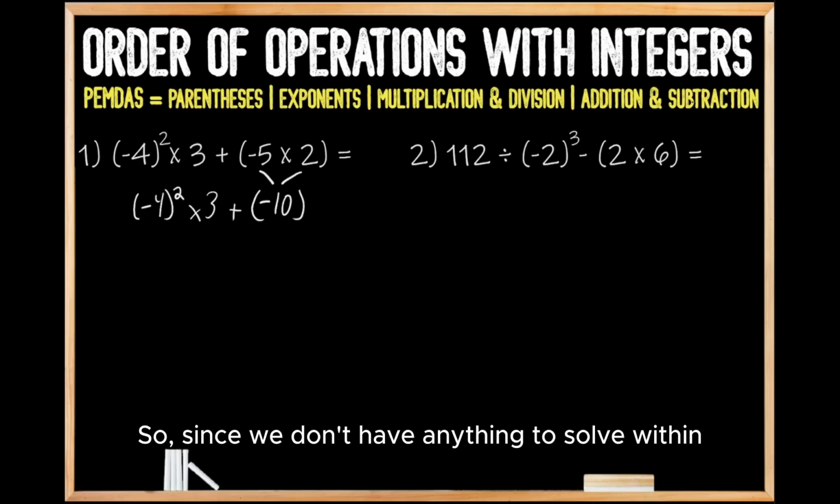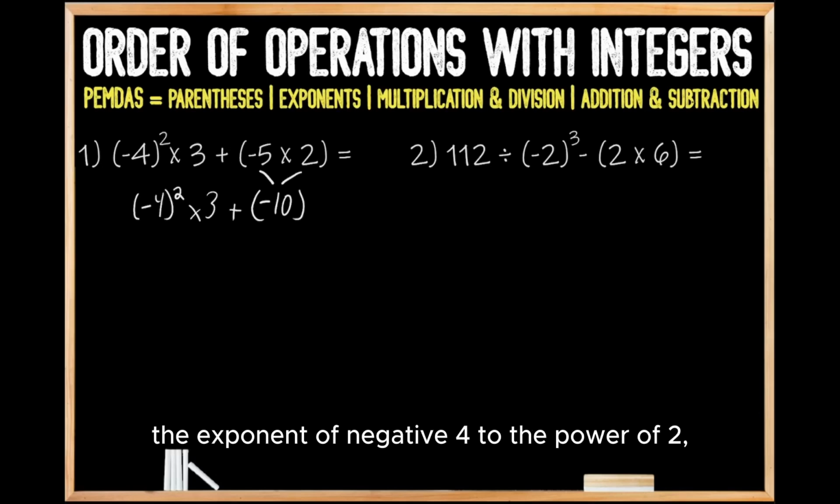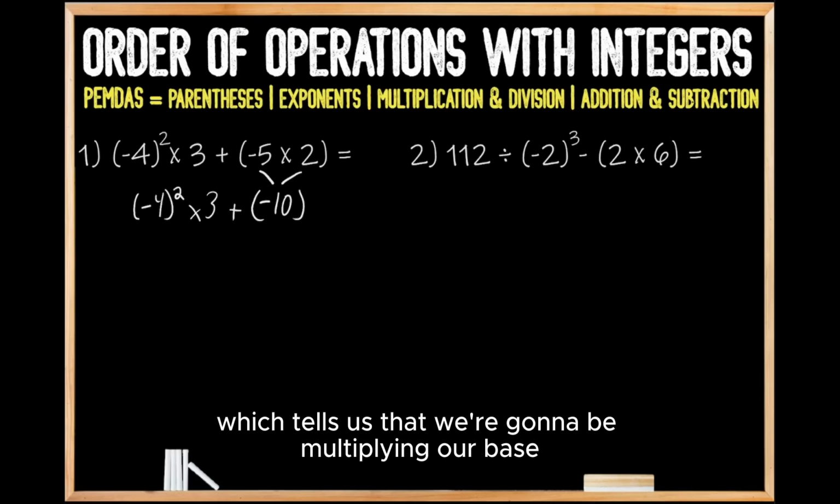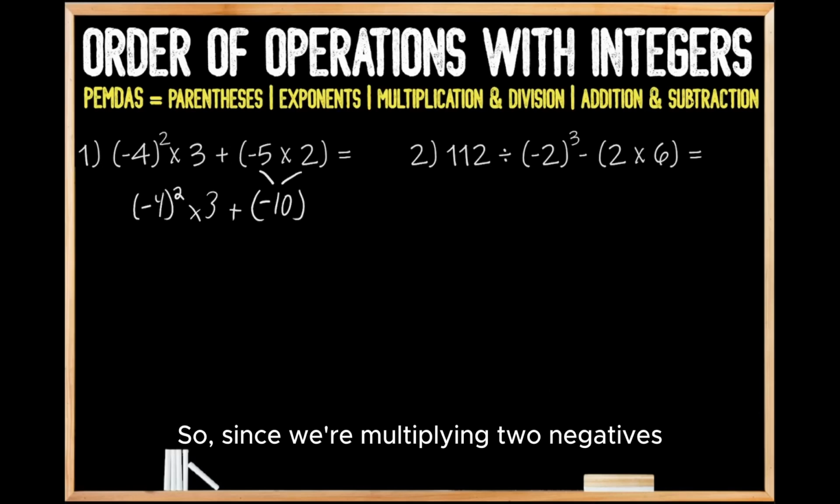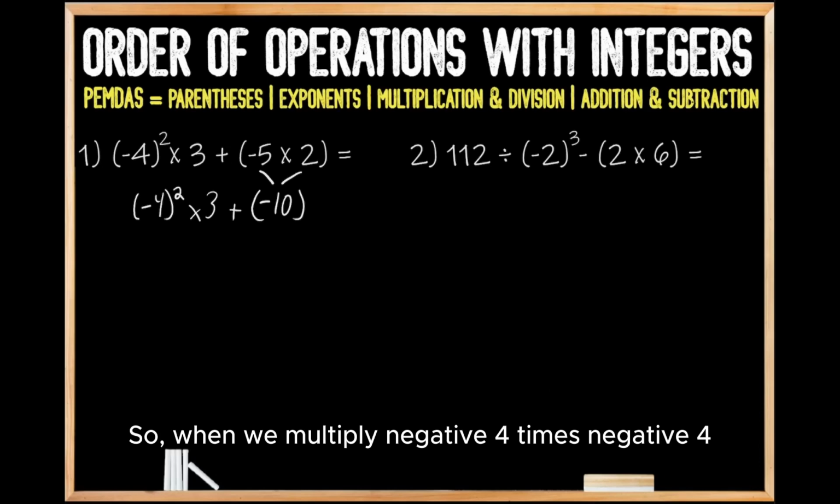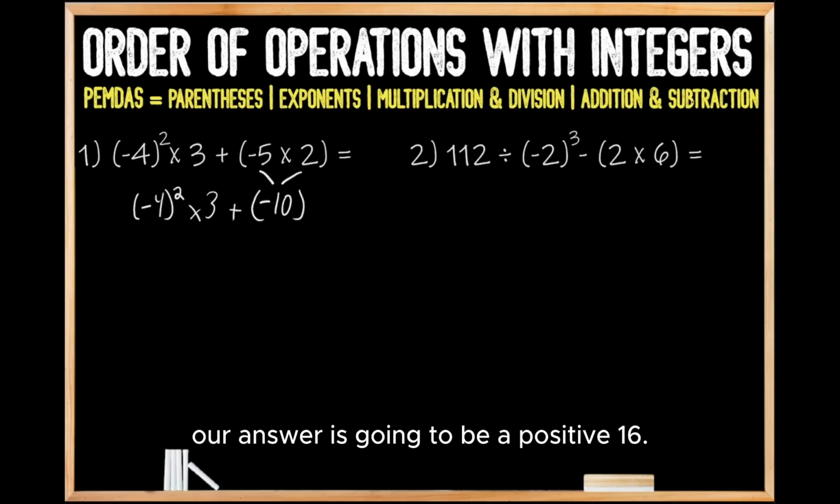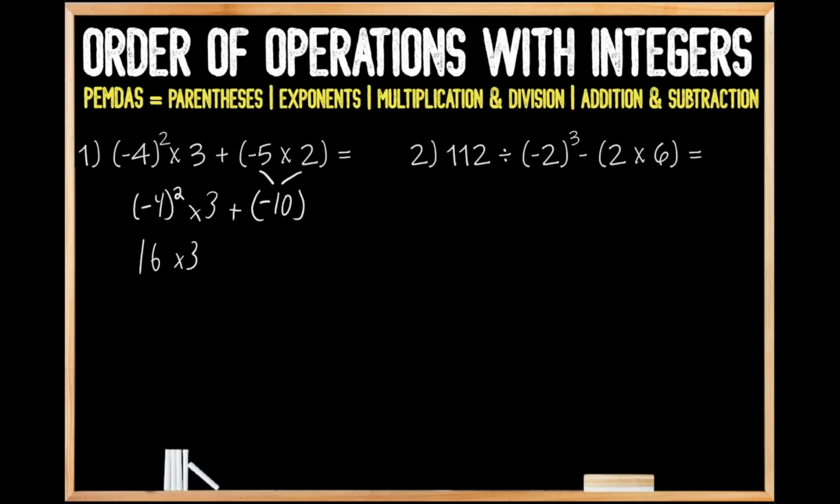So since we don't have anything to solve within the parentheses, we're going to move on to our next priority and solve for any exponents. And we can see here that we have the exponent of -4 to the power of 2, which tells us that we're going to be multiplying our base of -4 by itself twice. So since we're multiplying two negatives, our answer is going to be a positive product. So when we multiply -4 times -4, our answer is going to be a positive 16. Now we're going to bring down the rest of this problem. So we have times 3 and then plus -10.